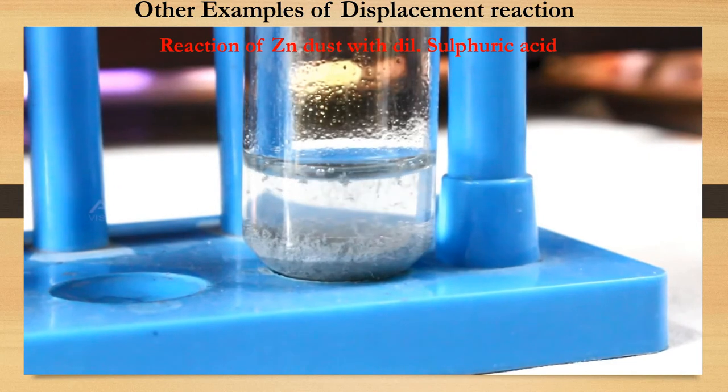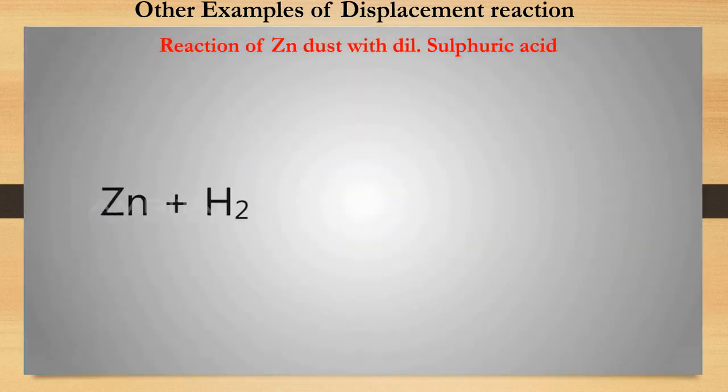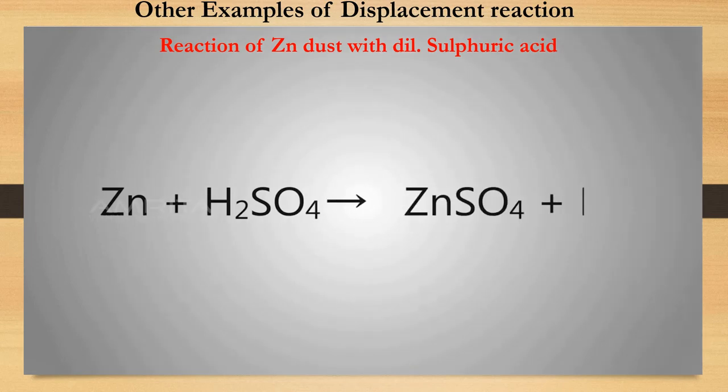We will observe that gas bubbles are formed, and these gas bubbles are of hydrogen gas because zinc, being more reactive, displaces hydrogen from its solution. So the equation is zinc when reacted with H2SO4 gives ZnSO4 plus H2. Here ZnSO4 is a colorless solution.